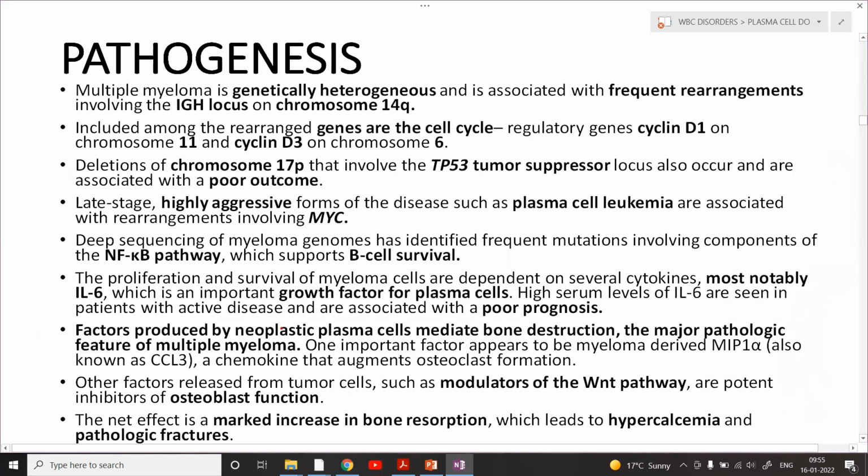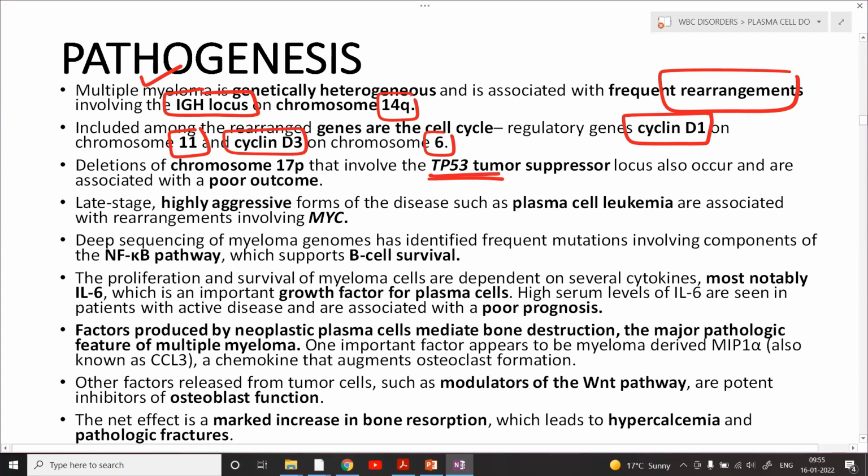Now, coming to the pathogenesis of plasma cell myeloma, very important: multiple myeloma shows certain rearrangements involving the IGH locus on chromosome 14. Also, they involve certain cell cycle regulatory genes like cyclin D1 on chromosome 11 and cyclin D3 on chromosome 6. Very importantly, sometimes they also show mutations involving TP53, and those cases have a poor prognosis. Now, there is a variant of plasma cell neoplasm called plasma cell leukemia, wherein you see the plasma cells or plasmablasts in the blood. That is a very aggressive variant, and such variants are associated with mutations in MYC.